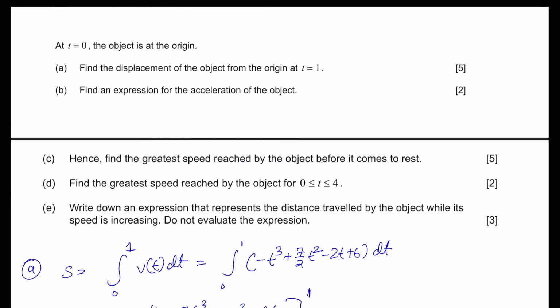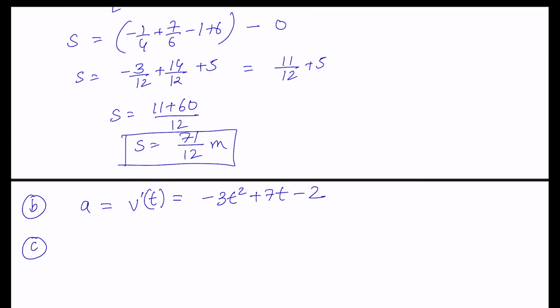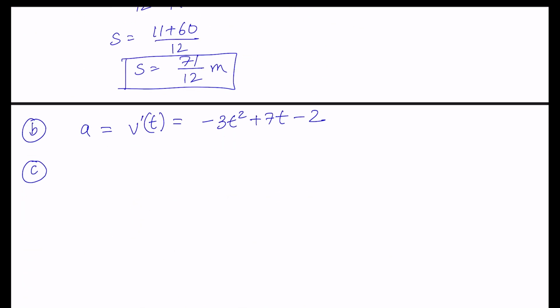Now part C: greatest speed reached by the object before it comes to rest. Greatest speed means it's the maxima, right? For the condition of greatest speed, we have to equate v dash t to 0. That's the condition of maxima or minima. Then check whether v double dash at the solution of v dash t equals 0 is less than 0. If these two conditions are satisfied, we know that the highest speed will be reached. So just write it down.